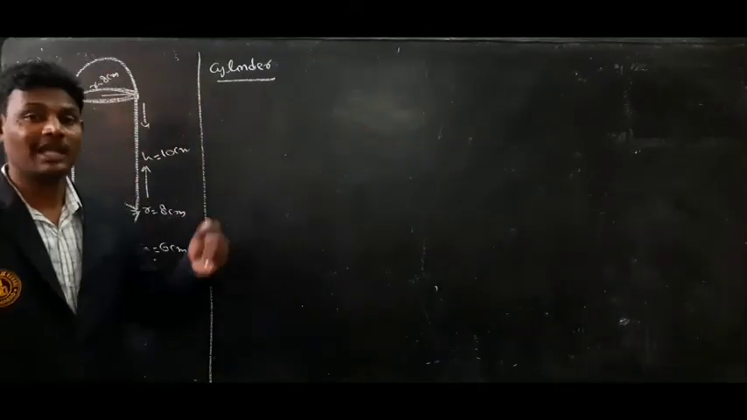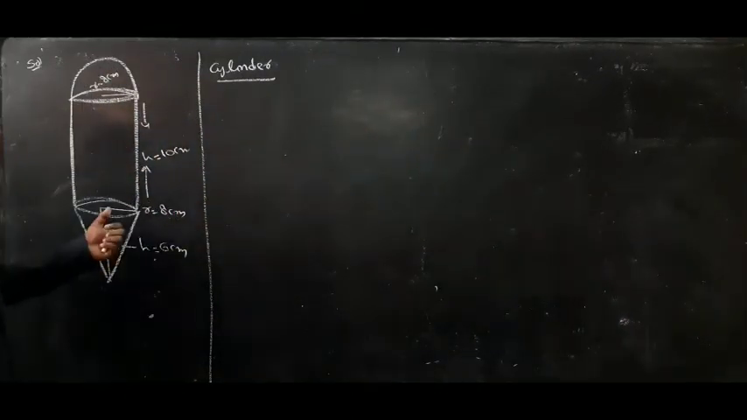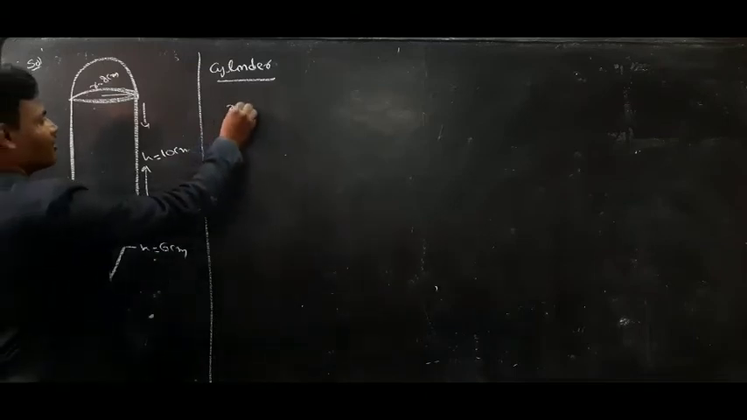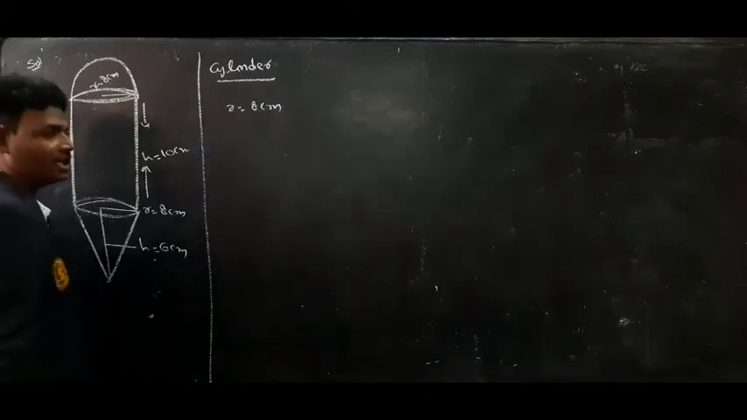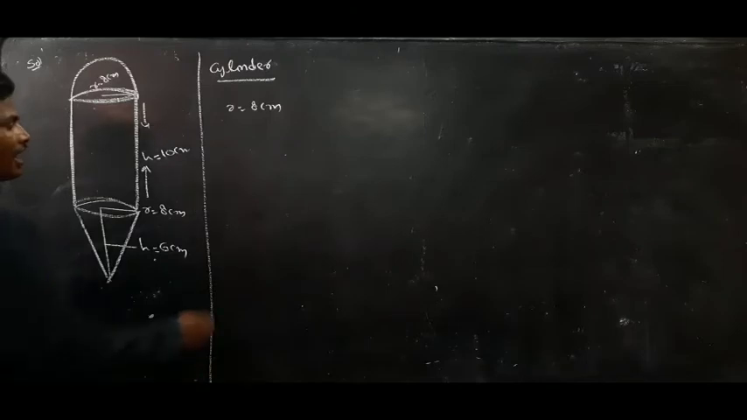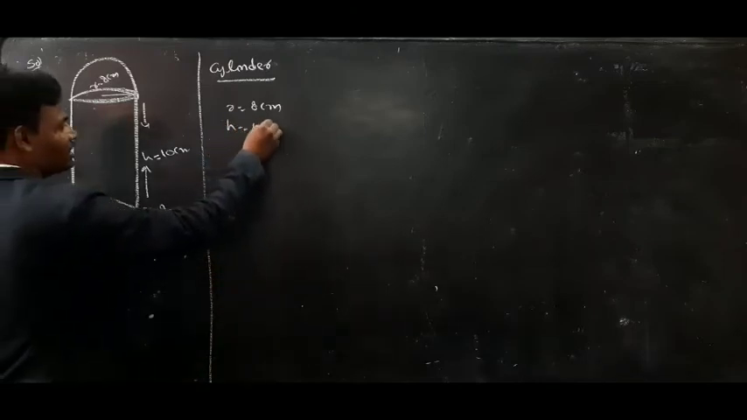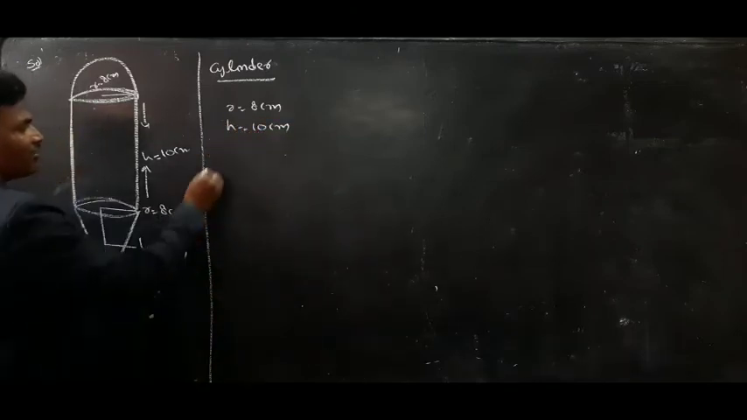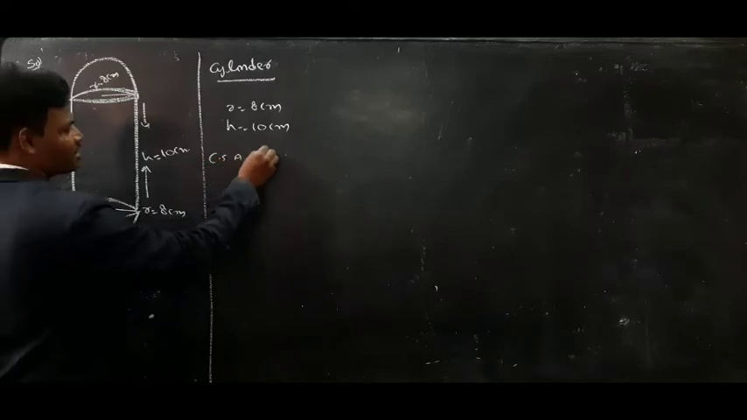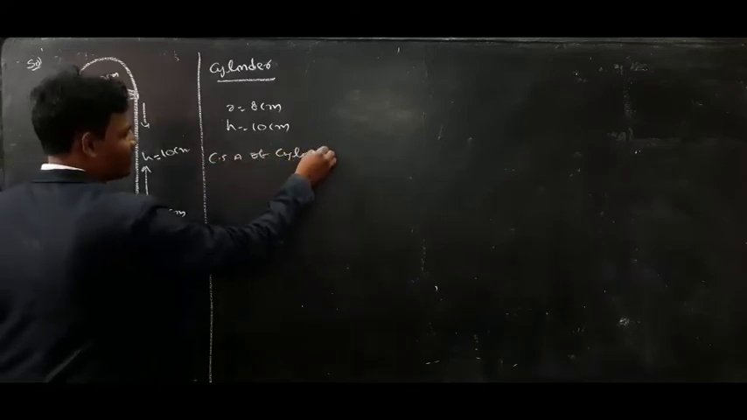Next I am going to take the cylinder portion. What is the radius of the cylinder? R is equal to 8 centimeters. That is a common base radius. And the height of the cylinder, h, is equal to 10 centimeters. Next, what do I need? The curved surface area of the cylinder.